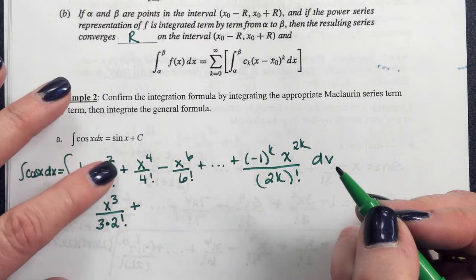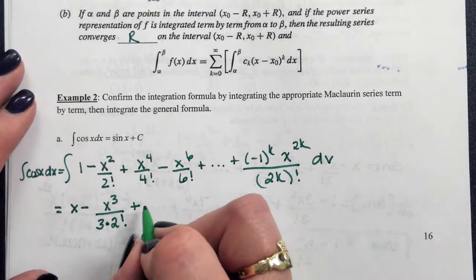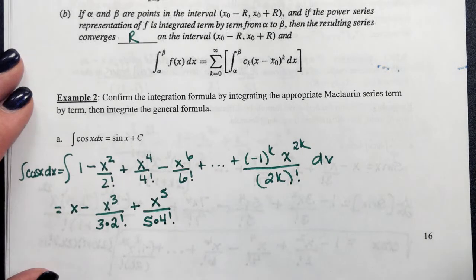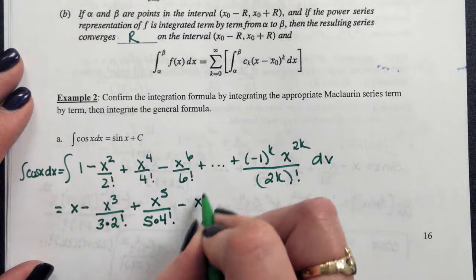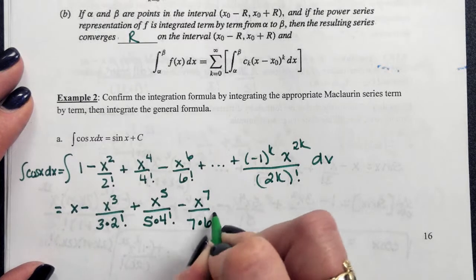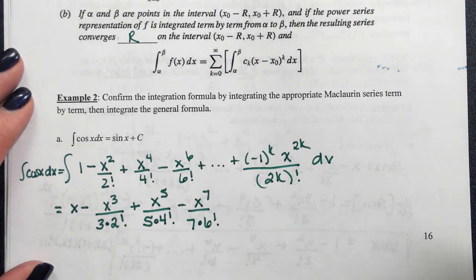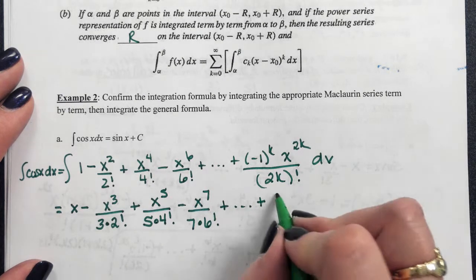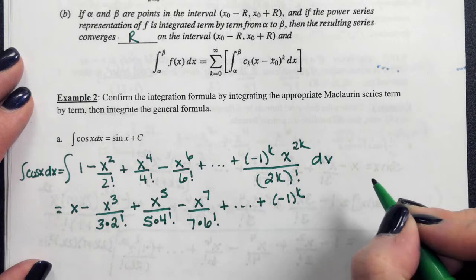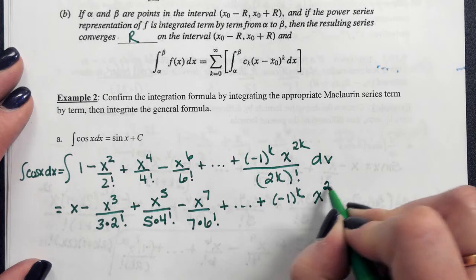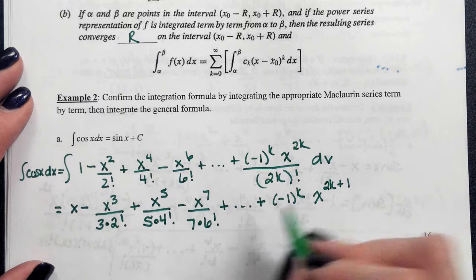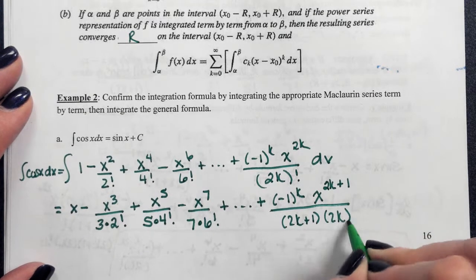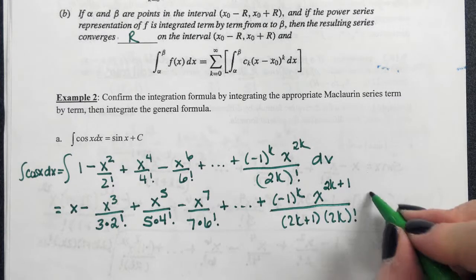Plus. Integrate x to the 4th divided by 4 factorial. That's going to be x to the 5th over 5 times 4 factorial. Minus x to the 7th over 7 times 6 factorial. Plus dot dot dot plus, again, you're integrating with respect to x, that's going to be negative 1 to the k, x to the 2k plus 1 divided by 2k plus 1 times 2k factorial, plus your constant.